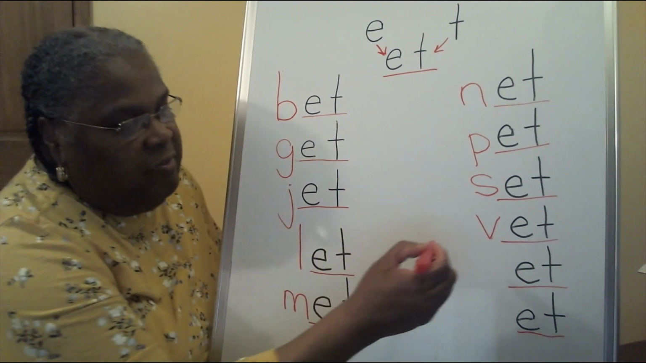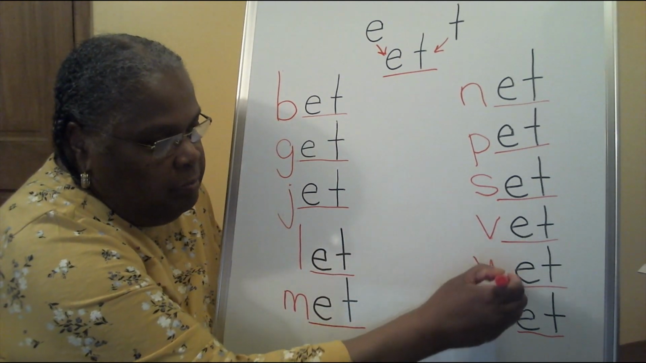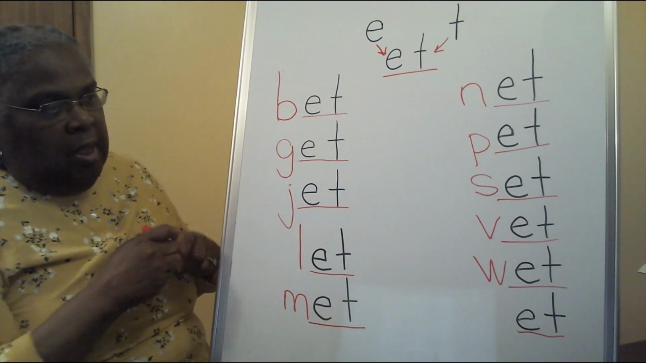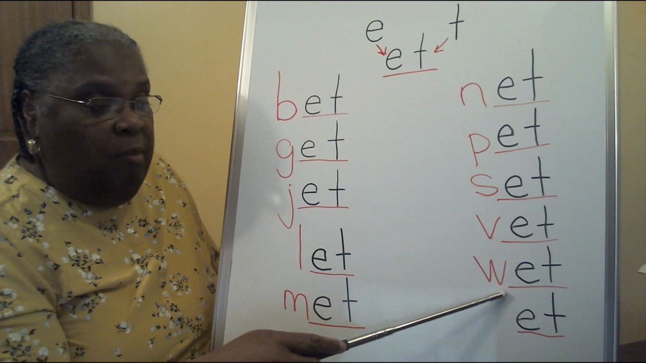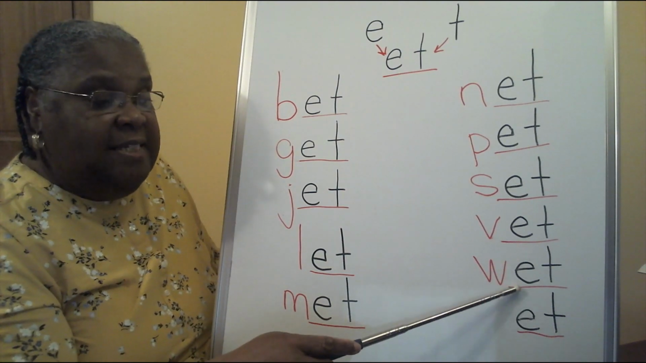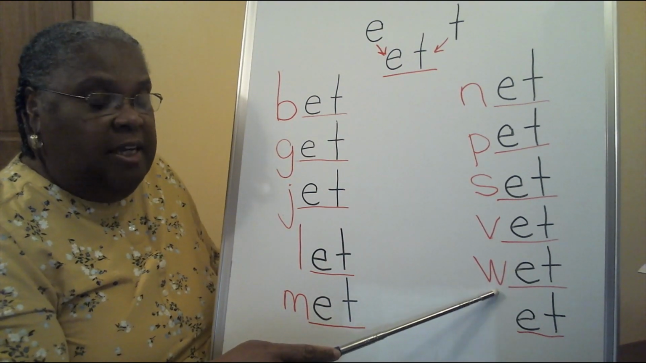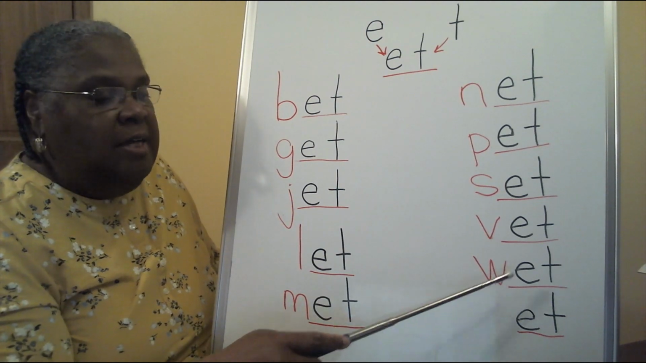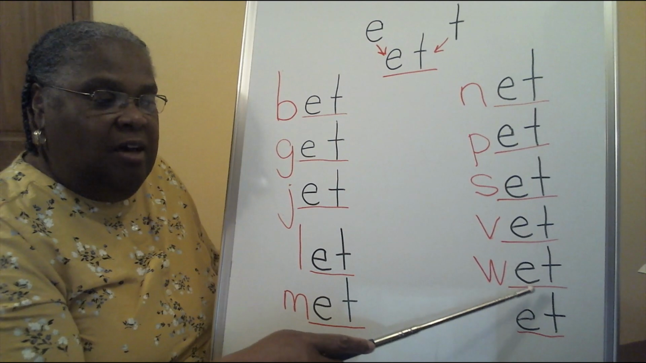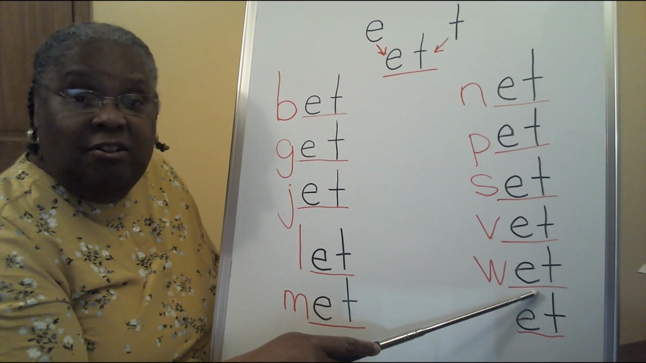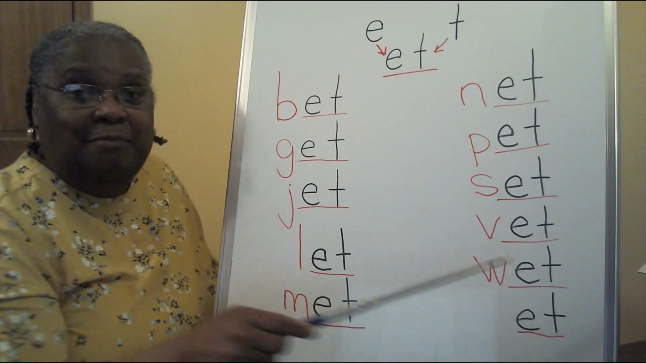When we put the letter W at the beginning of the blend et, we form the word wet. Let us sound out the word together. Say the W sound, w. Say the sound of the blend, et. Now say the W sound and the sound of the blend together smoothly, wet.